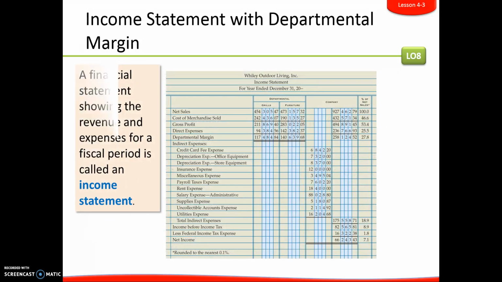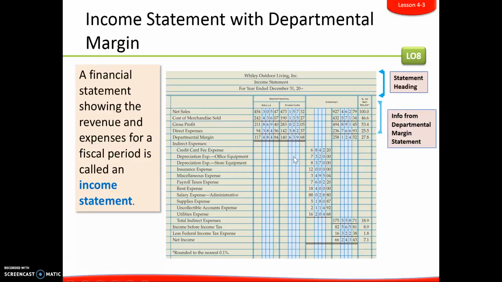So here's just an example of what our income statement looks like for departmentalized data. Here are the 2 departmental data columns that I was mentioning. This information is coming from your departmental margin statement. To add the grills and furniture together, that's where we end up with our company amount. We just take each of those and end up with a total. And then the indirect expenses are coming from our adjusted trial balance.